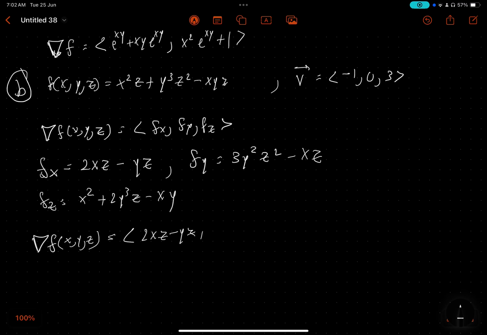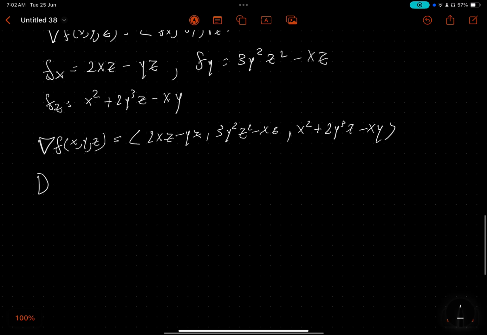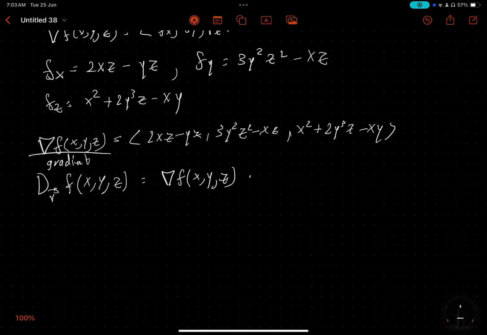Minus yz, 3y squared z squared minus xz, and then we have x squared plus 2y to the 3z minus xy, and this is the gradient. To find the directional derivative of f of x, y, z, we have to multiply the gradient, f of x, y, z, by the unit vector. Not the vector itself, the unit vector. So it becomes the gradient multiplied by v over the magnitude of v.